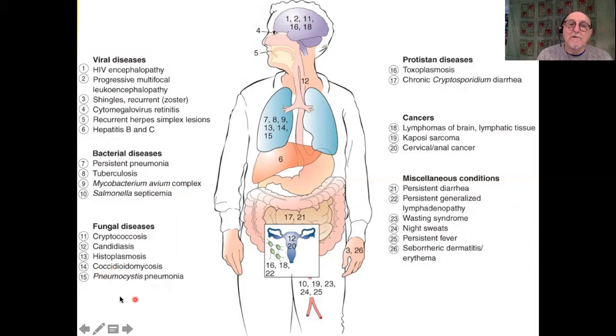This is probably the most important, Pneumocystis Pneumonia, because this was the very first disease which alerted epidemiologists to the fact that the AIDS epidemic had begun. It was the occurrence of Pneumocystis Pneumonia in young, healthy men which alerted the CDC to the fact that a new epidemic was beginning.